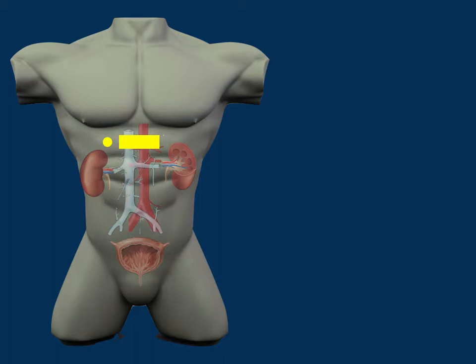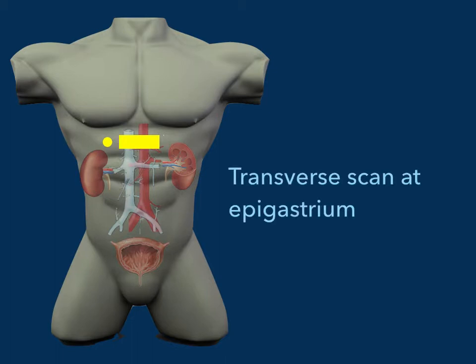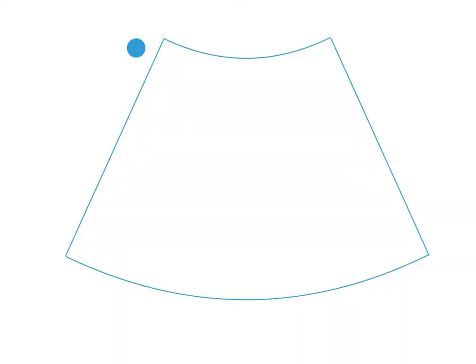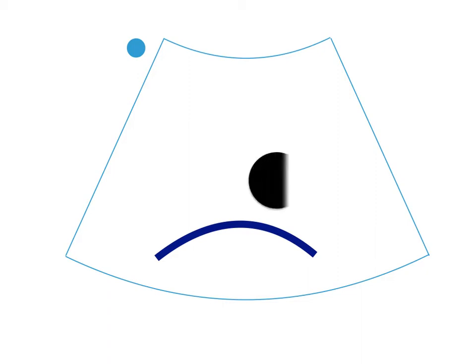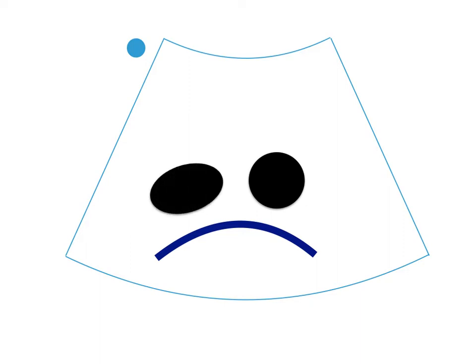First of all, we are going to do a transverse scan at the level of the epigastrium, so the most proximal scan we can go. This is the schematic view of what we are going to assess: the vertebral body with a posterior shadowing, the aorta on the left side of the screen, and the inferior vena cava. In the most proximal scan, we will see something like seagull wings or a whale tail.